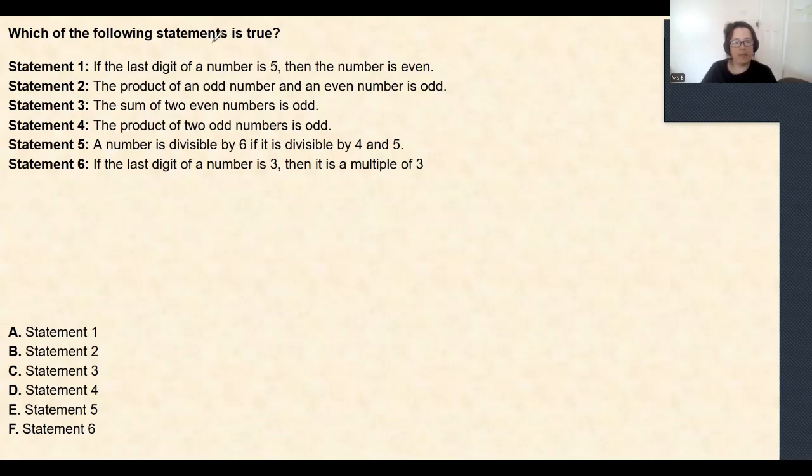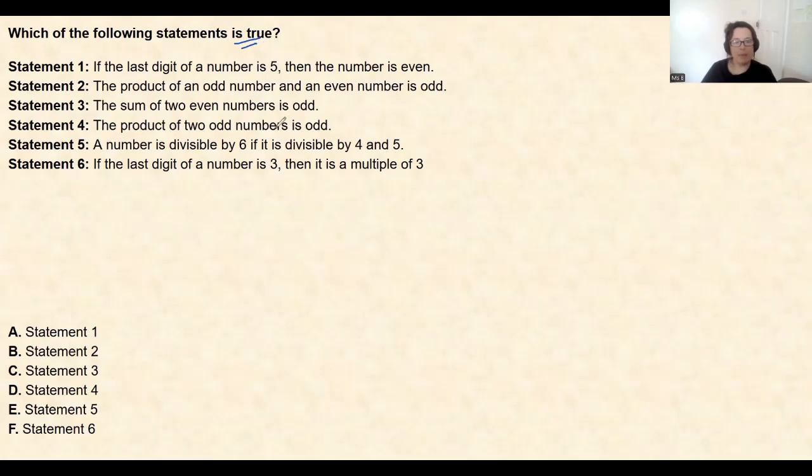Which of the following statements is true? So let's look at each statement and decide whether it is true or false. If the last digit of a number is 5, then the number is even. Let's trial this out. Numbers that have their last digit as 5 are 15, 25, 35.